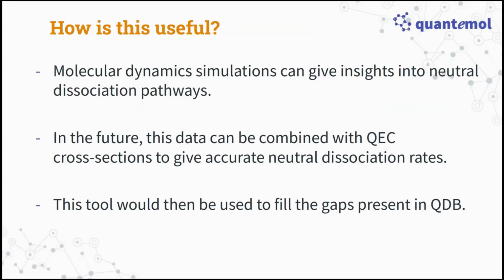The branching ratios can also be used to populate QDB, which currently has some very limited ones, but we could definitely use this to improve QDB's data, where neutral dissociation is one of the big gaps at the minute. And so hopefully better insights into this process can help Quantemol as a whole, which would help us help you.